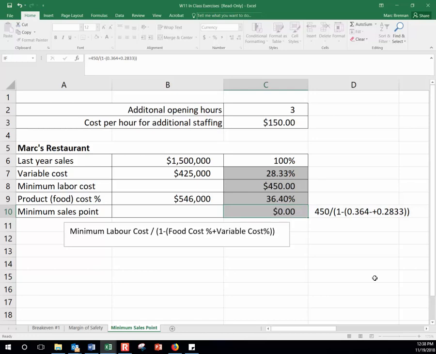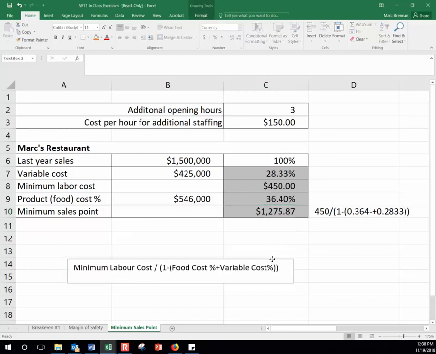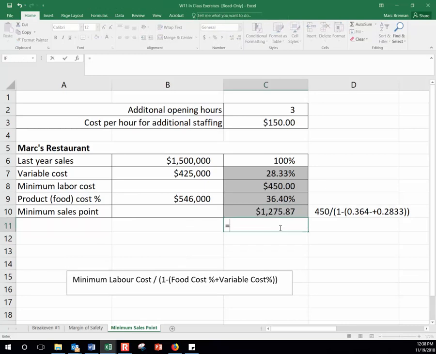If we do that, we've discovered that in those 3 hours, and this would just be me looking at whether or not I want to stay open in my restaurant for an extra 3 hours, if I do want to do that, I need to experience $1,275.87 in sales for those 3 hours. Now, if I want to, I can take the sales I need in order to break even and start making money, divided by 3, and that would give me my sales per hour.